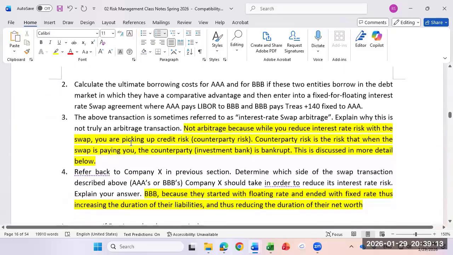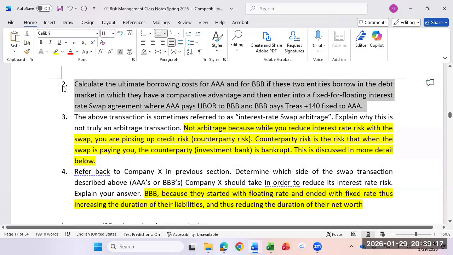Now, if you've never seen a swap, this is how I give you the swap. Calculate the ultimate borrowing costs. We don't have time for this tonight, but we'll definitely do it next class. So if you're really confused right now, don't worry. We got to go through the whole problem and you'll get it. It takes us a couple of classes.